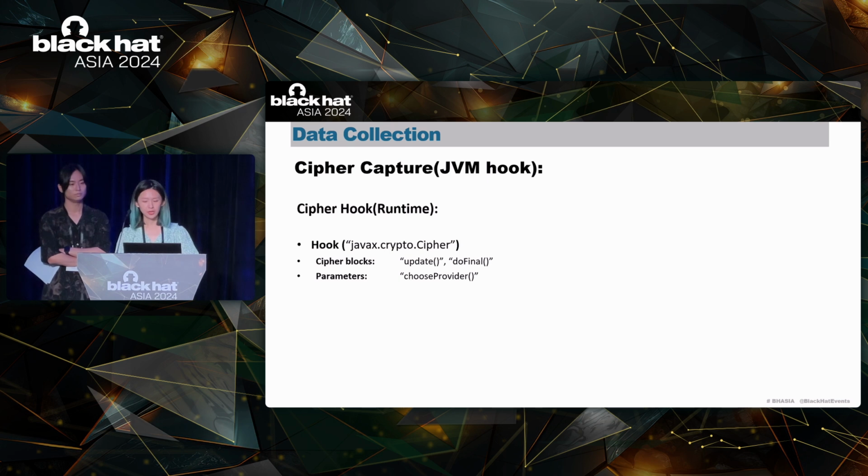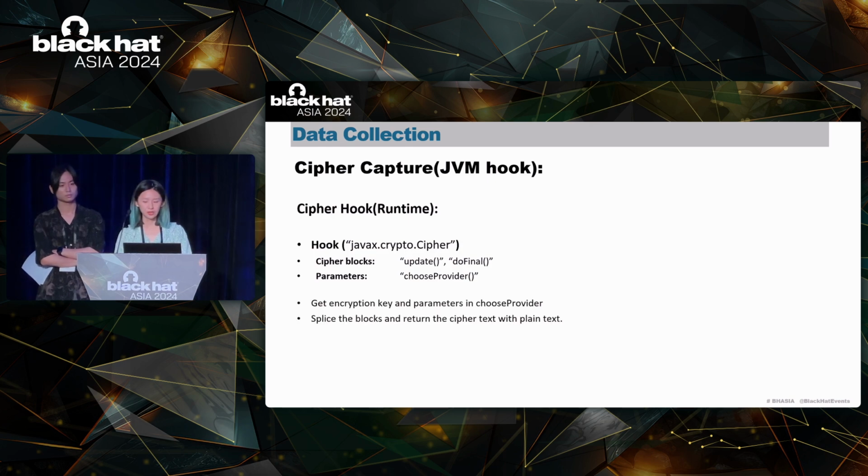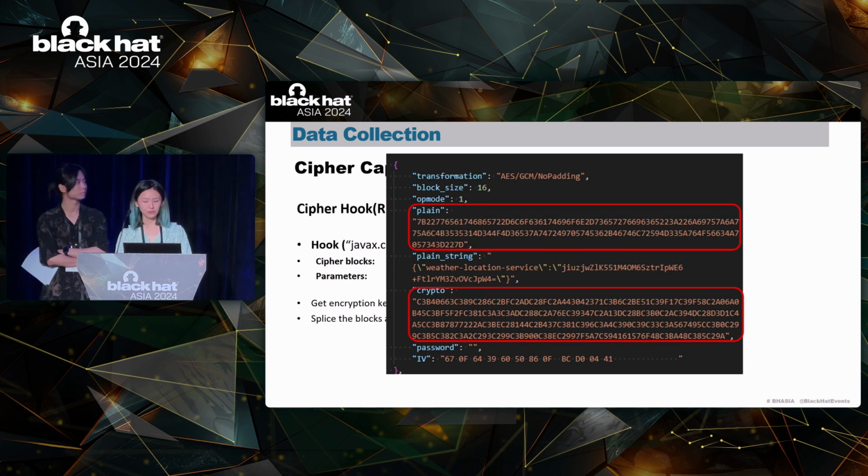So after we obtained all blocks, we split them together to get a cipher and the plain text. And here is one of our results. You can find the plain hex with its matched crypto. Also, we added the decoded string in the middle. Other text shows the encryption parameters such as algorithm in the first line, it's AES, and the IV in the last line.